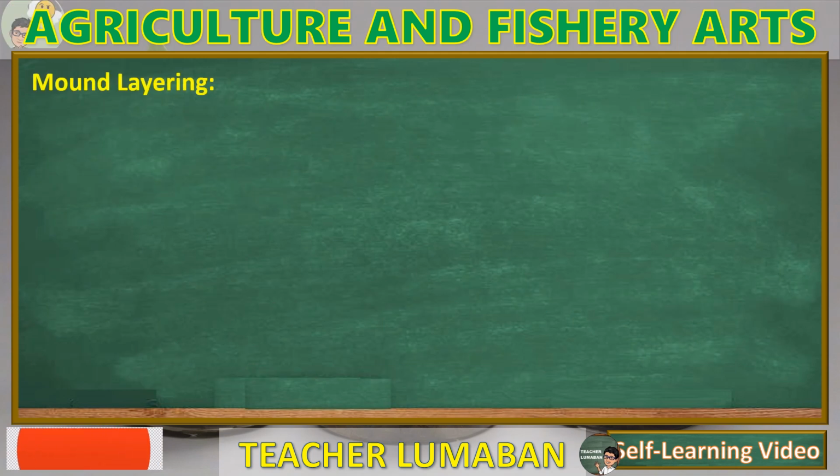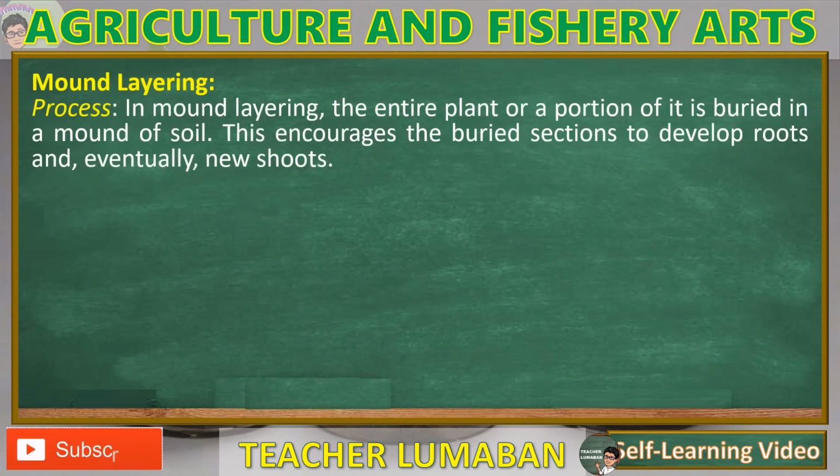Mound layering. Process: in mound layering, the entire plant or a portion of it is buried in a mound of soil. This encourages the buried sections to develop roots and, eventually, new shoots.